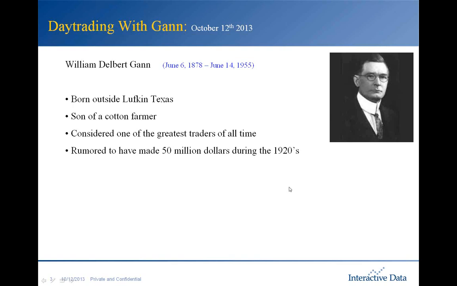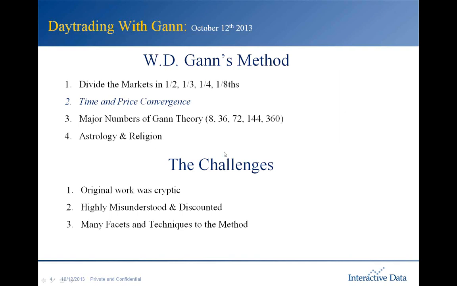Now, Gann's methods, there's a variety of them, but some of the big ones. It really comes down to breaking the markets up, looking at the markets through division, by dividing the markets into halves, into thirds, into quarters, into eighths, and really breaking things up into sections so that he can understand where the market is heading based on its behavior.